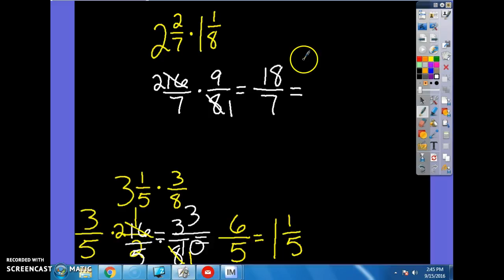In my last step, I need to change my answer from an improper fraction to a mixed number. 7 will go into 18 2 times. 7 times 2 is 14. So I'm just going to count up from 14, 15, 16, 17, 18. I'm going to have 4 left on the top up here because I took out 7 sevenths and then I took out another 7 sevenths. So now I just have 2 and 4 sevenths.